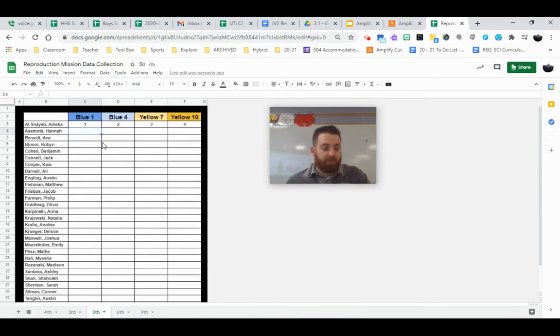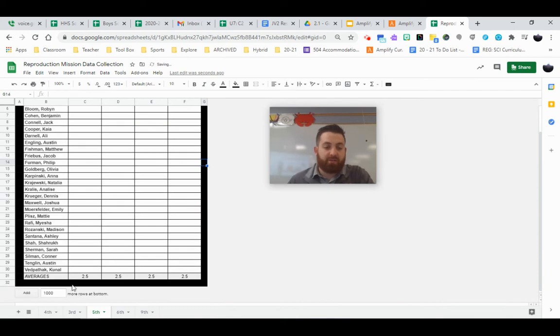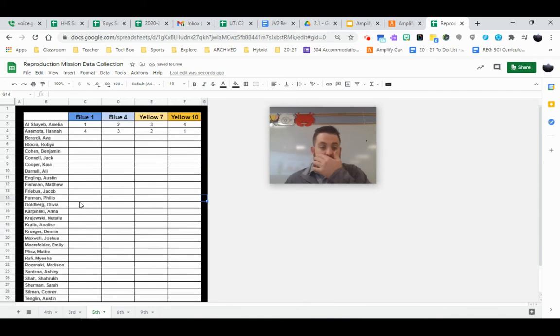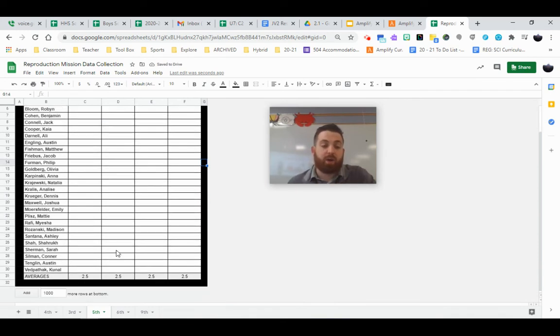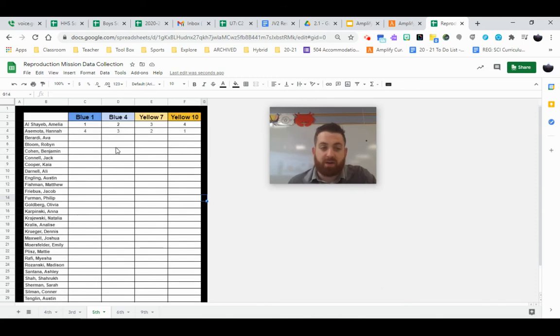And as people add their numbers in more over time, again, you'll notice our averages are going to start to change. So by the time we have all of our data here, we're going to be able to hopefully see some patterns that are going to help us draw some conclusions as to why and how different traits in a population become more common and why and how different traits become less common. And our class data will help us draw those conclusions.